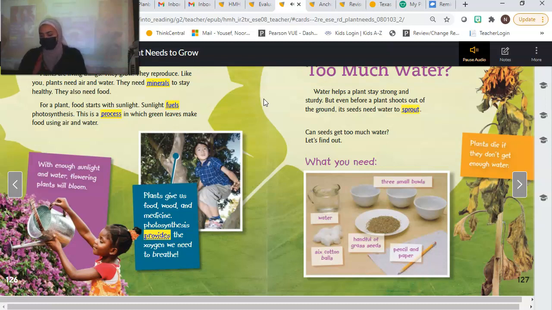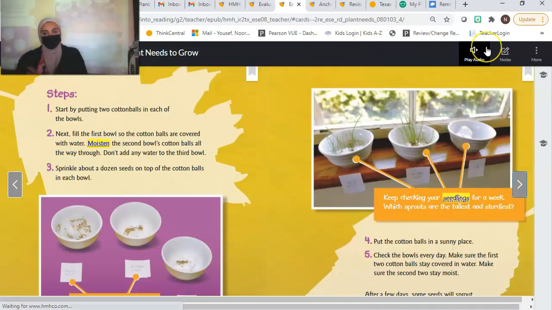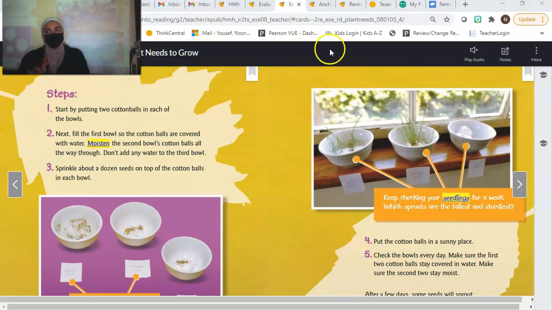All right, let's see. Plants die if they don't get enough water. Okay, what happens if plants don't get enough water? They die. They just said that. Very good. They die. All right, let's do this experiment, or read about the experiment, and see what happens. Do you think plants will die if they get too much water? No? Yes? Some say yes, some say no.